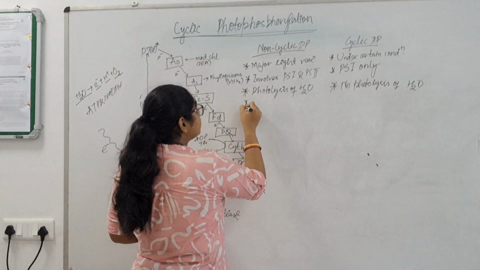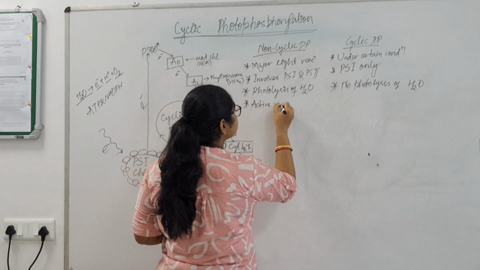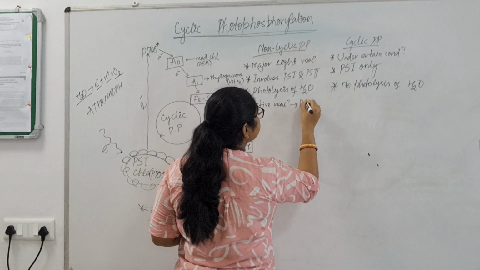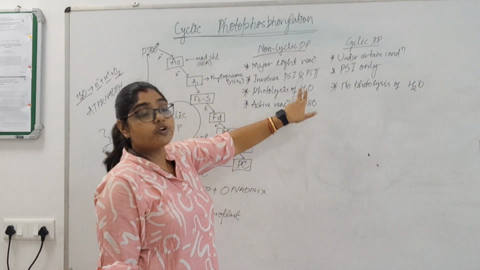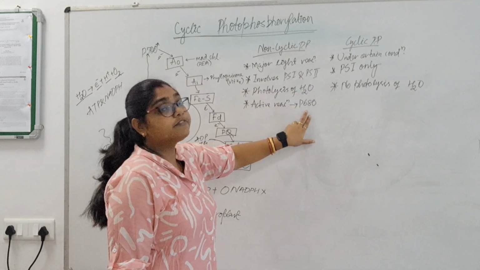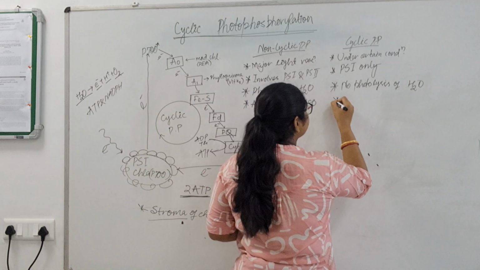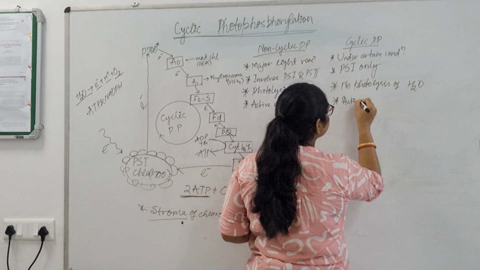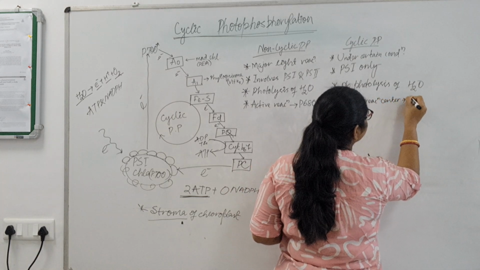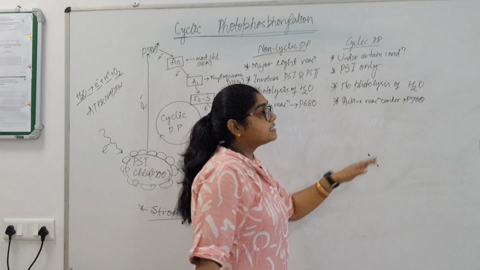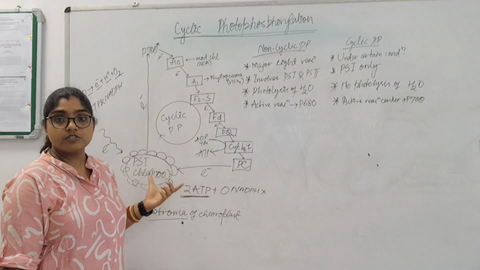In non-cyclic electron flow, the active reaction center is P680, which is the feature of photosystem 2. So in non-cyclic photophosphorylation, the active reaction center is P680, and in cyclic photophosphorylation, the active reaction center is P700, because it involves only photosystem 1.